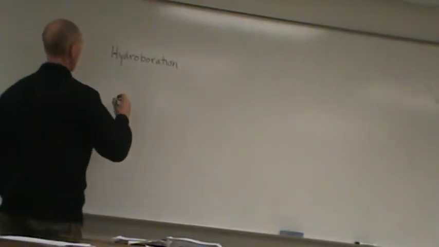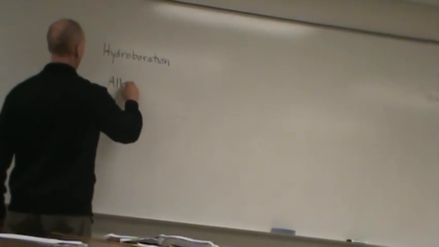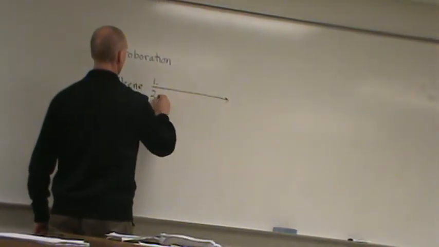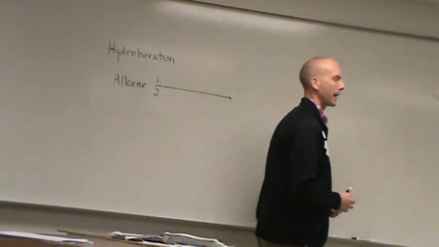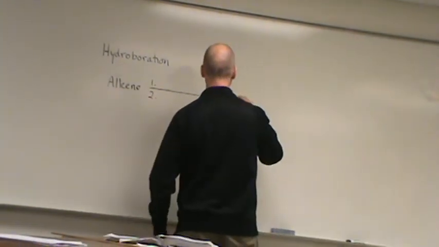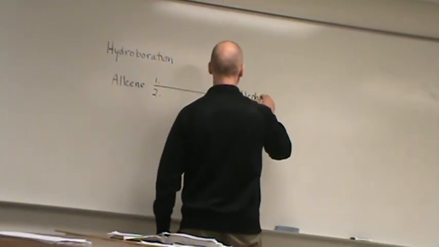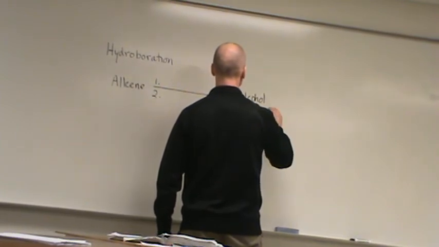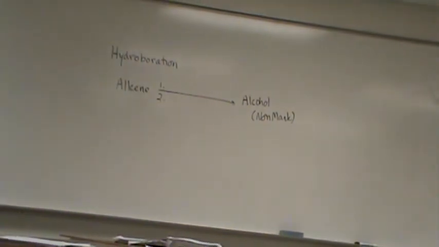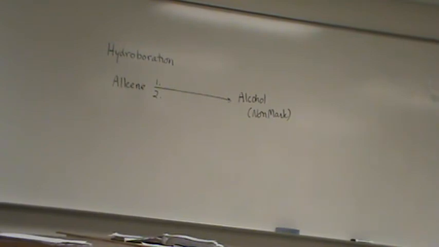So the hydroboration, what are we doing here? Taking the alkene, again, we're going to do a 2-step reaction. And our product here, again, will be an alcohol. But this time, it'll be a non-Markovnikov alcohol. So what's that going to mean? The OH will be where? On the less substituted carbon of the double bond.